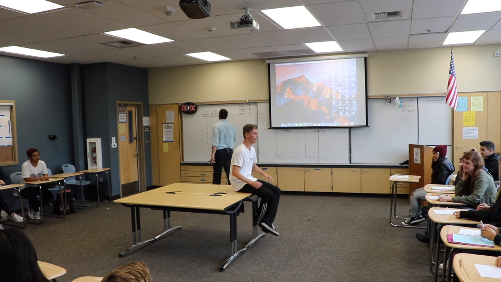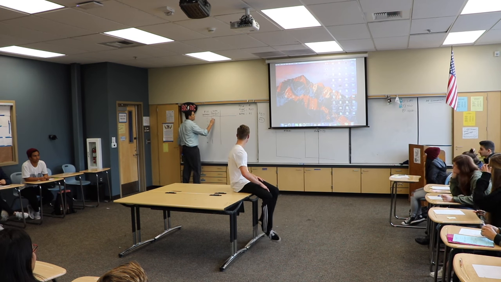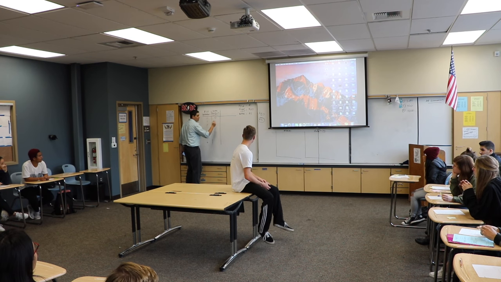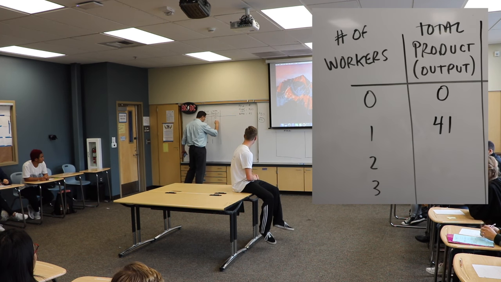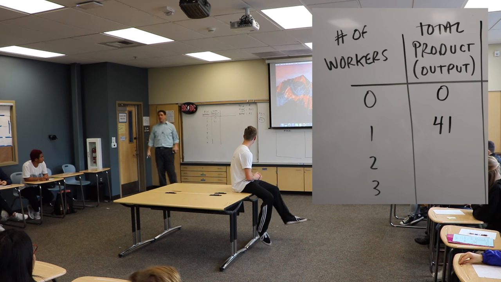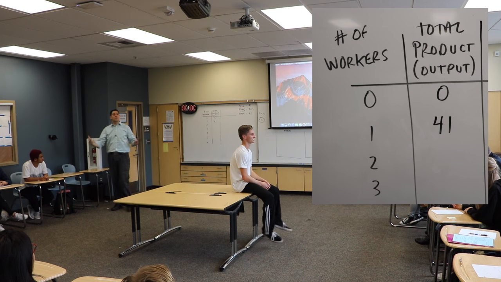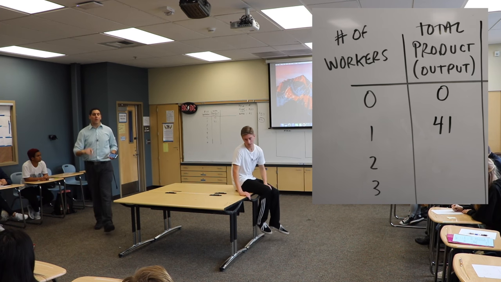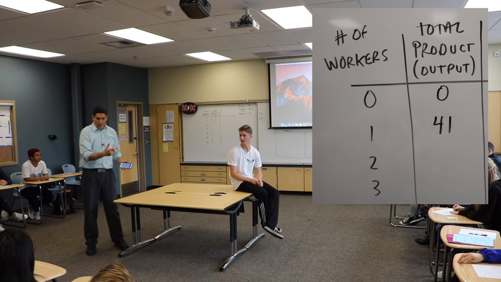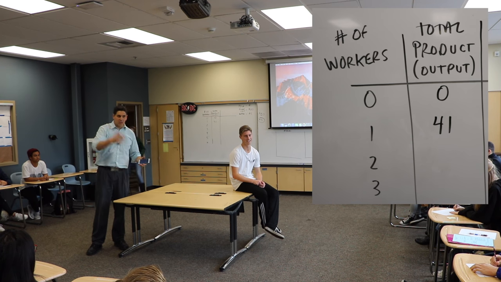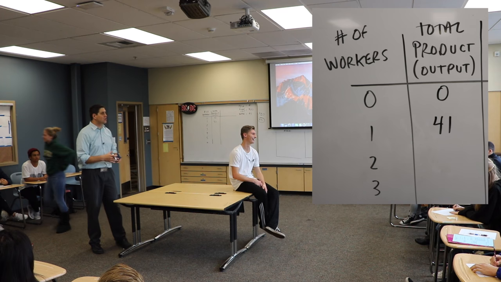Okay, so look up. Zero workers, how much output did we get? None. We didn't have any workers. We had one worker, how much output did we get? 41. So far, so good. Now we got some numbers to work with for your company. Great, we're gonna bring in a second worker. Then we'll do three workers, then four, five, six, seven workers, and we'll see how much actual output we're gonna get.